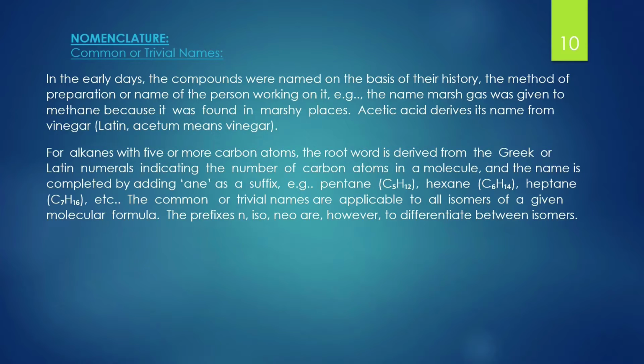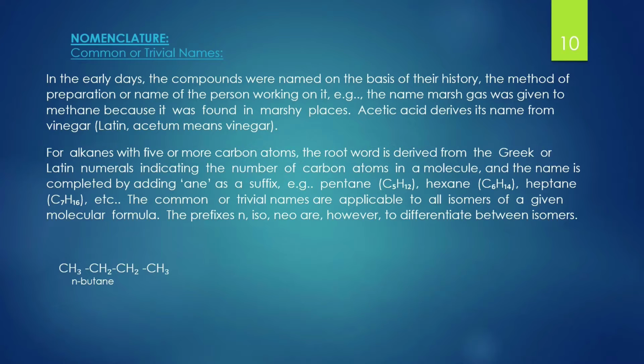For alkanes with 5 or more carbon atoms, the root word is derived from Greek or Latin numerals indicating the number of carbon atoms in a molecule, and the name is completed by adding "ane" as a suffix. For example, pentane, hexane, heptane, etc. The common or trivial names are applicable to all isomers of a given molecular formula. The prefixes n, iso, neo are however used to differentiate between isomers.